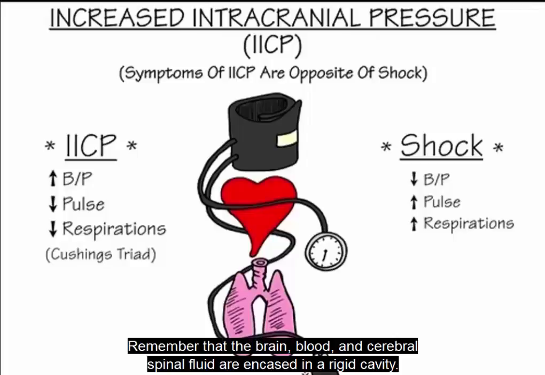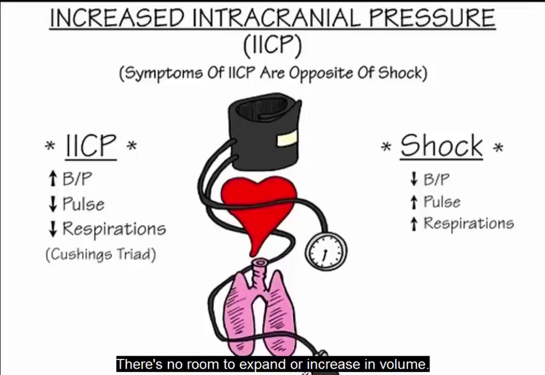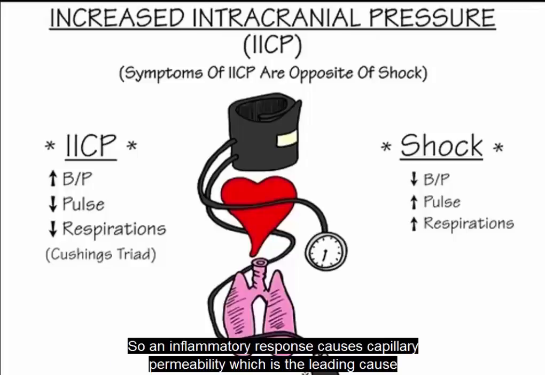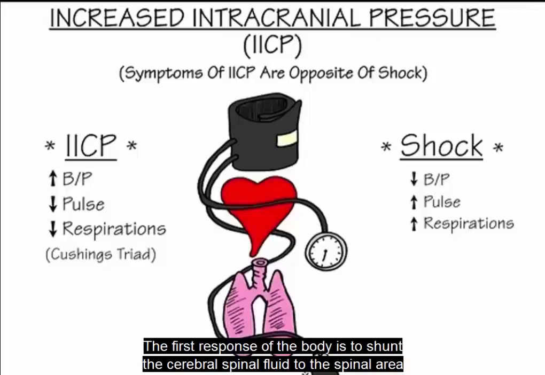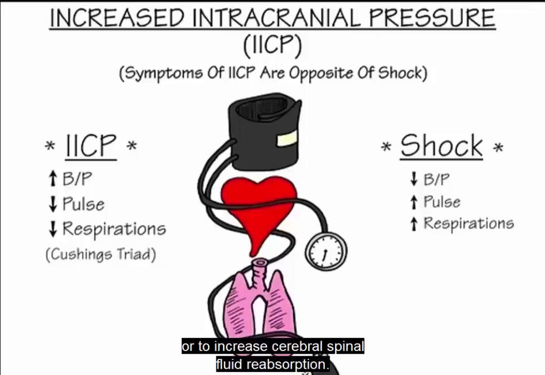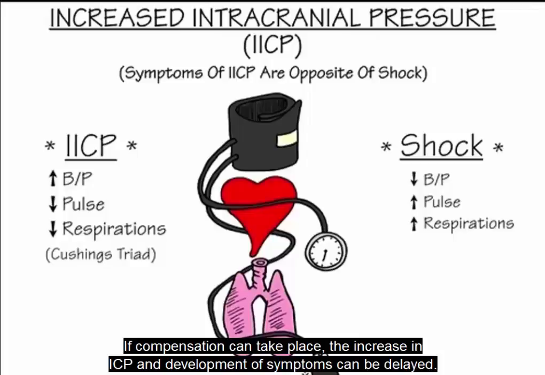Remember that the brain, blood, and cerebral spinal fluid are encased in a rigid cavity. There is no room to expand or increase in volume. So an inflammatory response causes capillary permeability, which is the leading cause of death in a closed head injury. The first response of the body is to shunt the cerebral spinal fluid to the spinal area or to increase cerebral spinal fluid reabsorption. If compensation can take place, the increase in ICP and development of symptoms can be delayed.